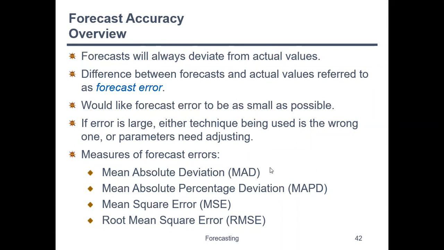Now, these are the various ways of looking at it. We have the mean absolute deviation, which we call the MAD. The next one is the mean absolute percentage deviation, MAPD. The next one is the mean square error, MSE. The next one is the root mean square error, RMSE. These are the various ways of measuring the errors in any forecast. We use these methods to measure them.